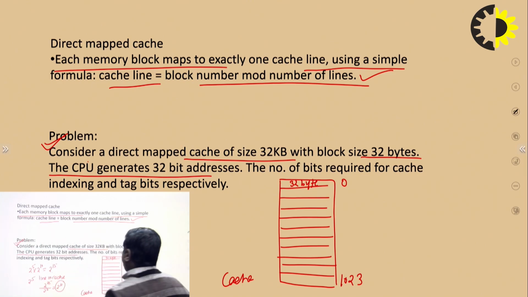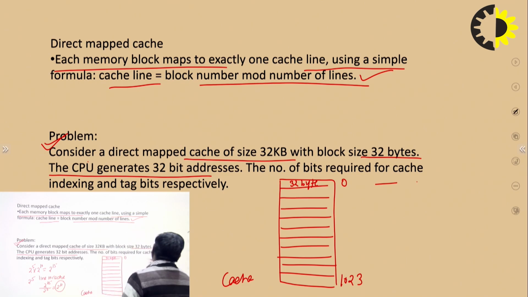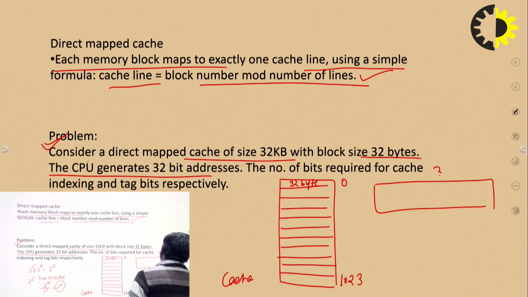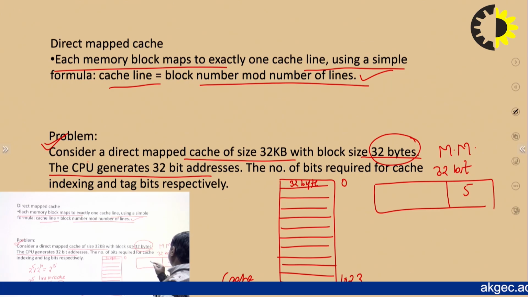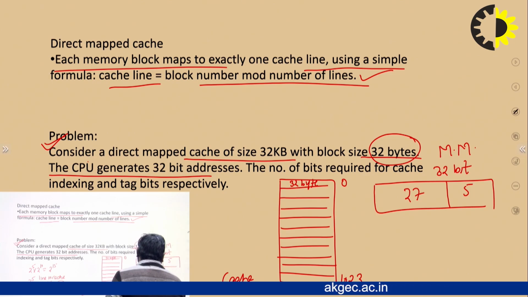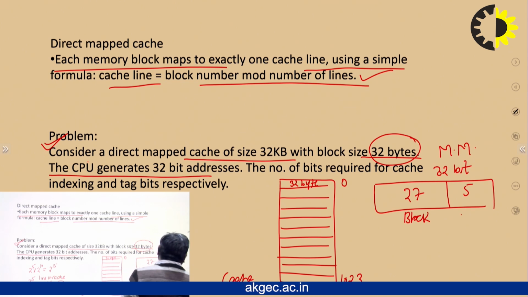Now about the size of the main memory: the main memory has a 32-bit address. The 32 bits are divided into two parts. The first one is the block offset, and the block size is 32 bytes. 32 bytes means 5 bits. Now the remaining bits, I think 27 bits, are known as the block number, and the 5 bits are known as the block offset.